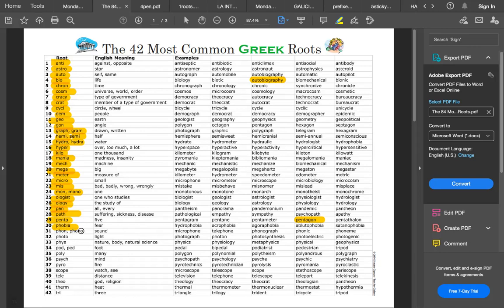Photo is light. Phys means natural body or natural science. So physics, physiology, metaphysics. Pod and ped is foot. That's why you're bipedal. You walk on two feet. Your doctor of feet is a podiatrist.